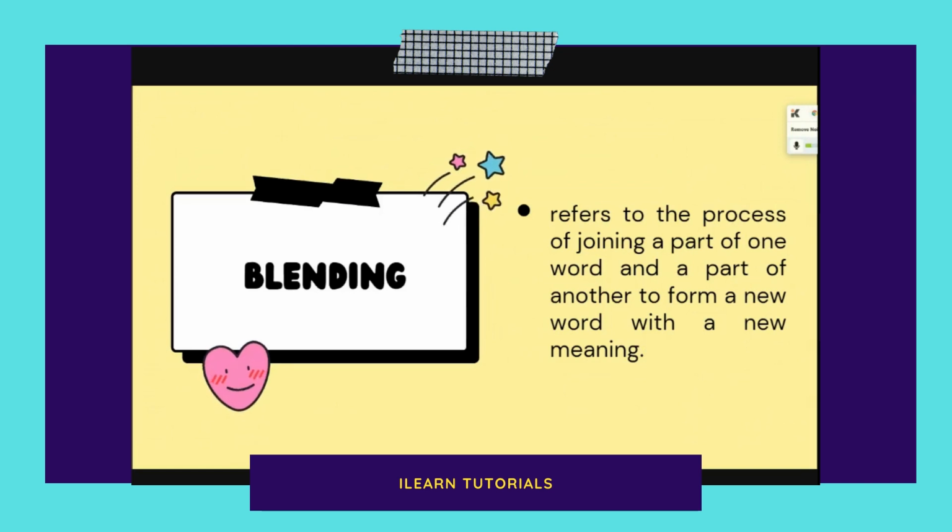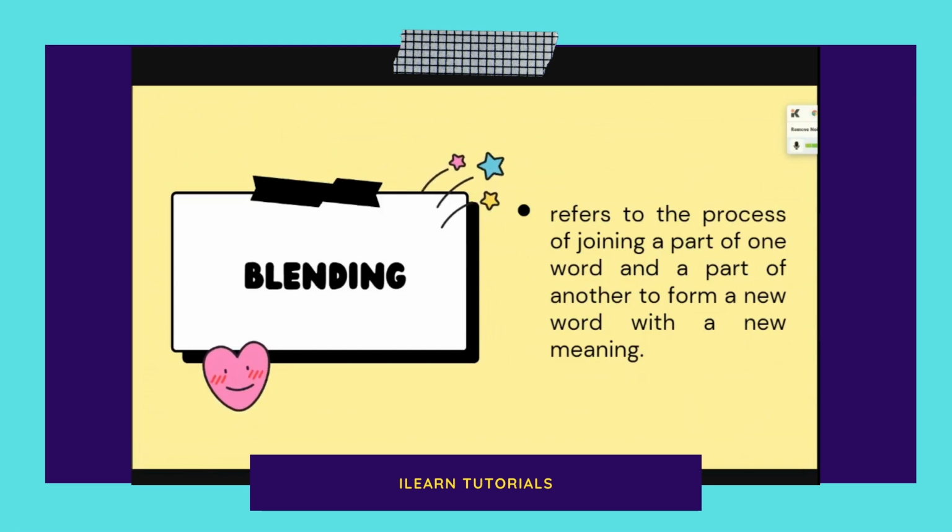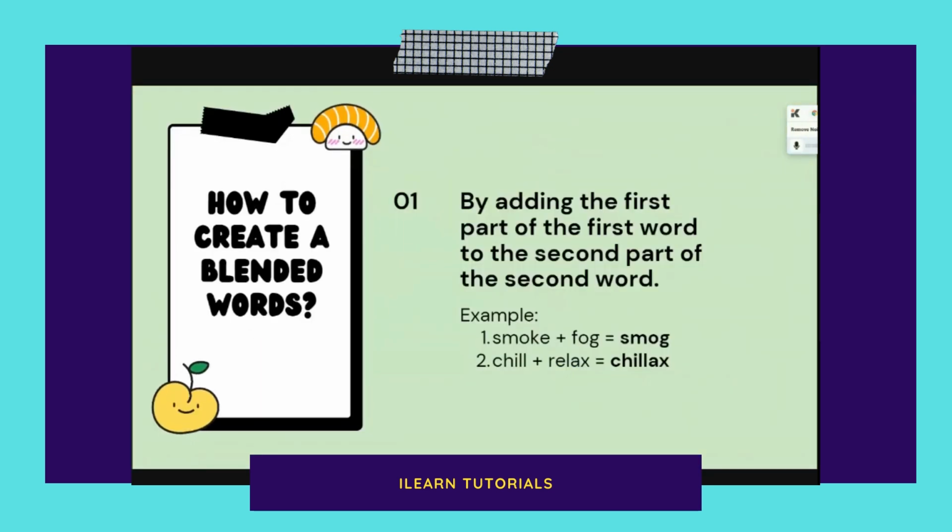Now, if you ask me, teacher, how can we create blended words? We have ways to do that. So, how to create a blended word? First, we can create a blended word by adding the first part of the first word to the second part of the second word. For example, the words smoke and fog. The first part of the word smoke, which is SM, is combined to the second part of fog, which is OG. So, we have the word smog.